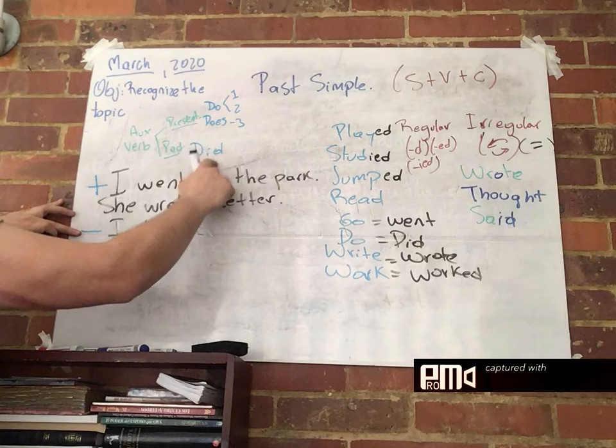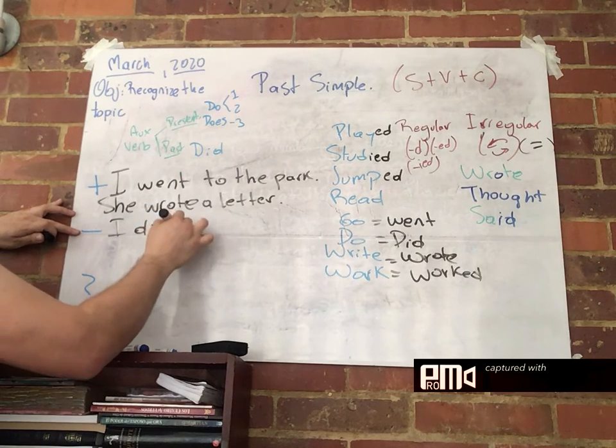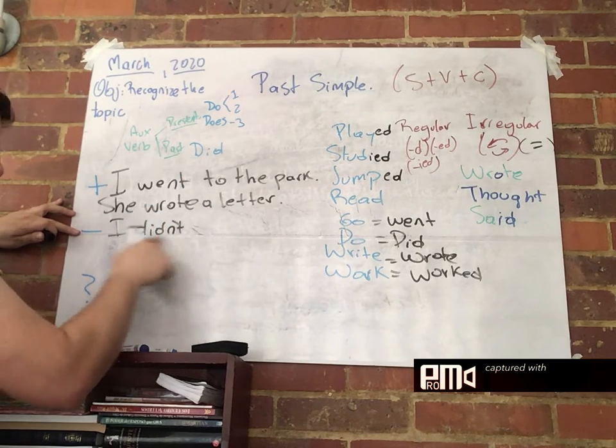we are going to use the auxiliary verb didn't.